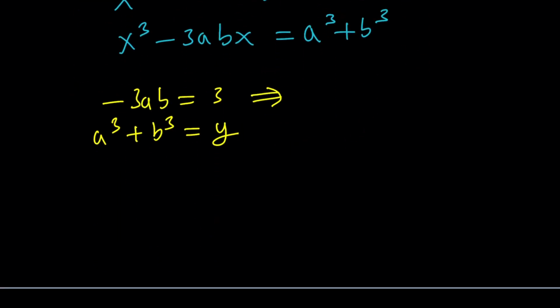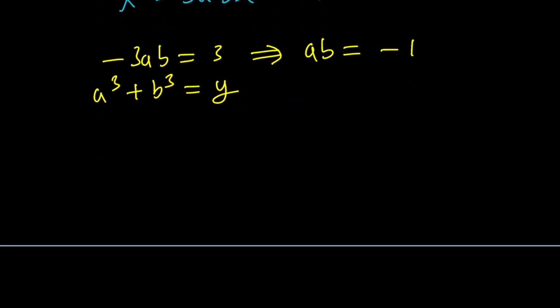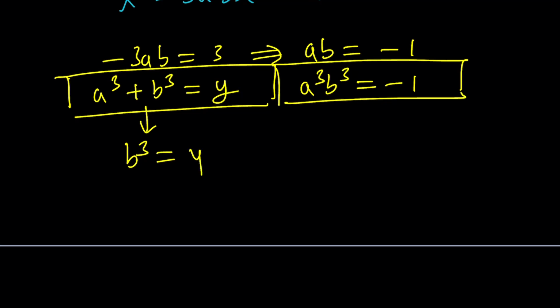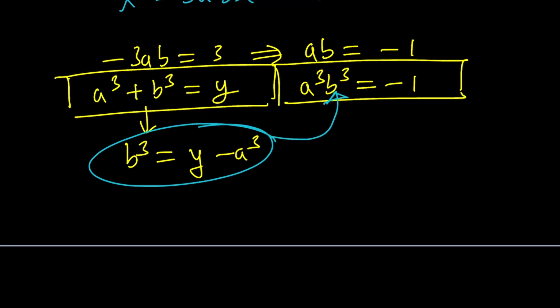Let's simplify this a little bit. This means ab is equal to −1. And what we can do is cube both sides and write this as a³b³, and that's still going to be −1. Now we have this equation and that equation, so that gives us a good system. How do we solve it? By substitution, right? How do you substitute? Let's replace b³ with y − a³. We can take this and replace the b³ with that. Let's do it and see what happens.